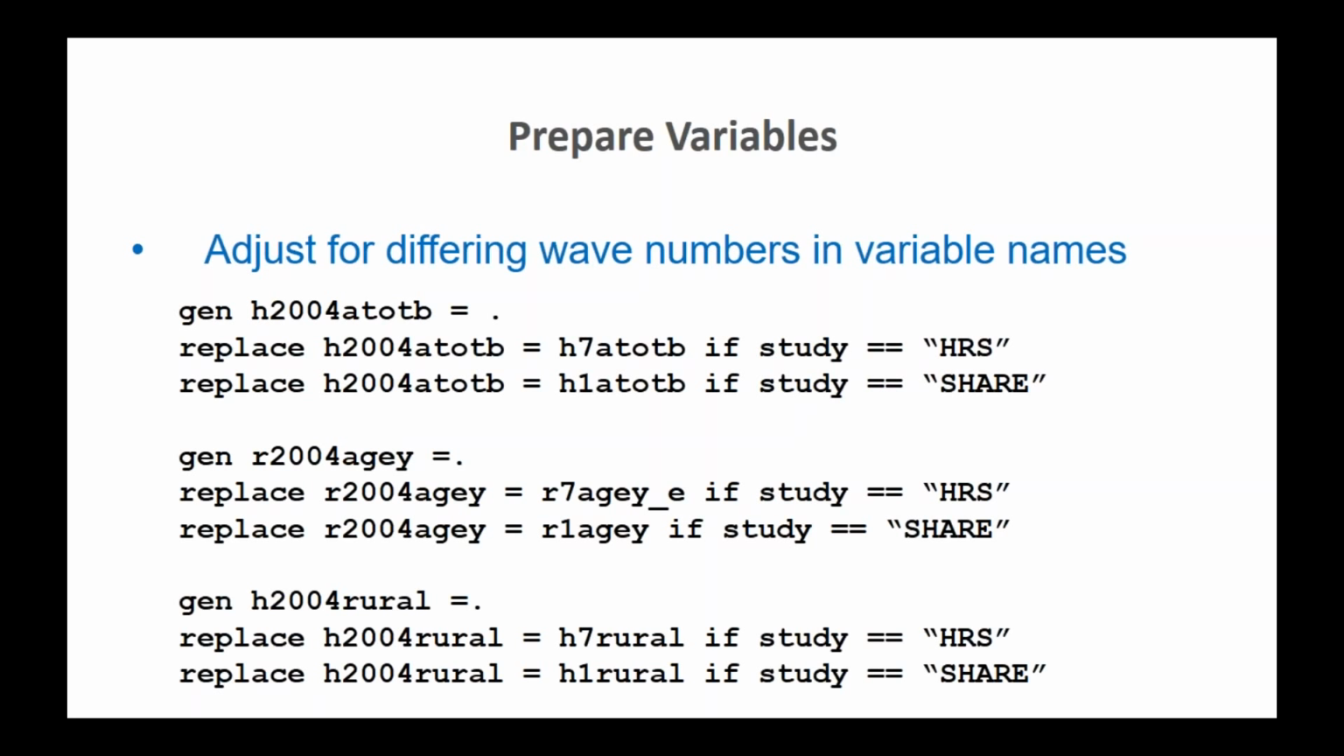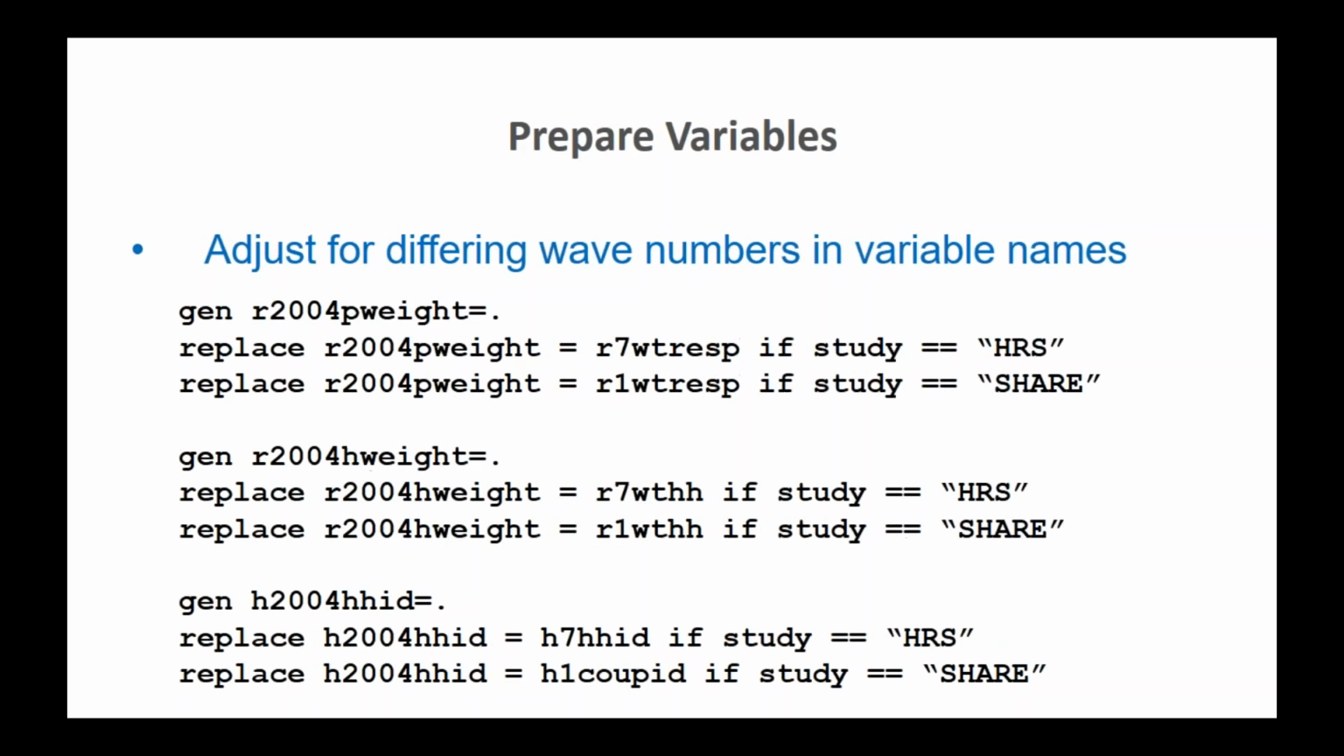Continuing on, we have our wealth variable, so we're going to do something very similar. This is wealth in wave 7 of HRS, wealth in wave 1 of SHARE, both in 2004. We're going to do the same thing for the age variable, the same thing for our rural variable, and the same thing for both our weight variables. So we have a person level weight and a household level weight. We'll do exactly the same thing. I think you probably understand here. And lastly, for our household ID, we're going to do the same thing.